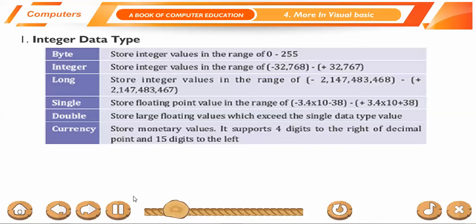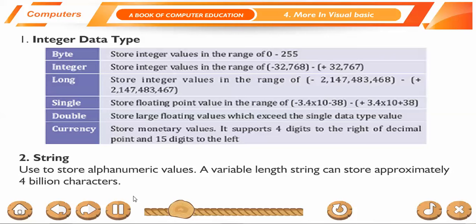10 plus 38. Double. Stores large floating values which exceed the single data type value. Currency. Stores monetary values. It supports 4 digits to the right of the decimal point and 15 digits to the left. String. Used to store alphanumeric values. A variable length string can store approximately 4 billion characters.